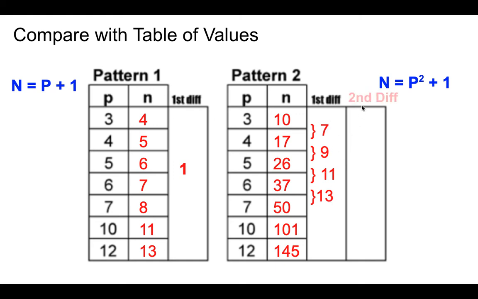We're going to do something new here. Now we're going to take the second differences. This is the same thing. You're just going to subtract 9 minus 7 to find the second difference. So 9 minus 7 is 2. 11 minus 9 is also 2. And 13 minus 11 is 2. So hey, take a look at that. The second differences are the same if it's quadratic.